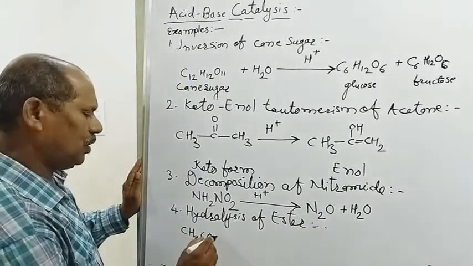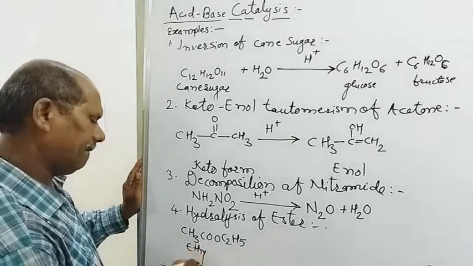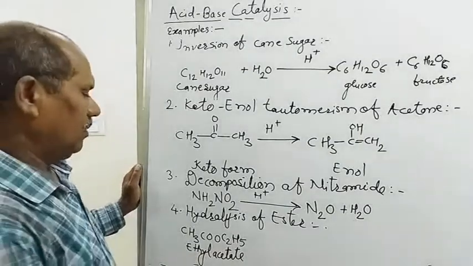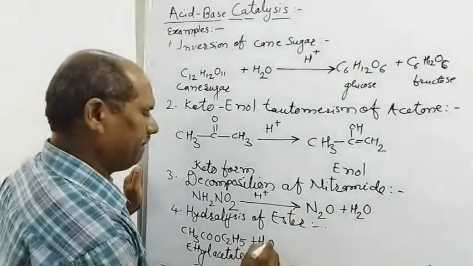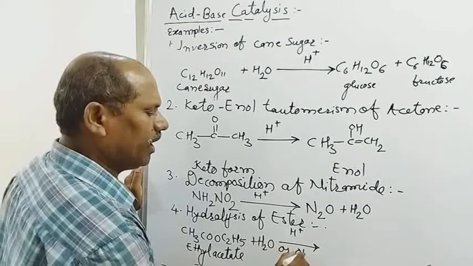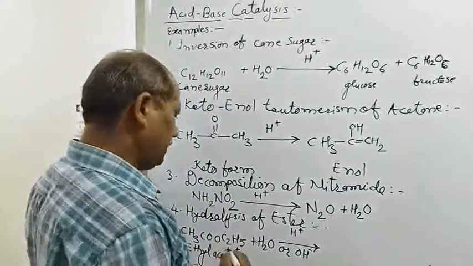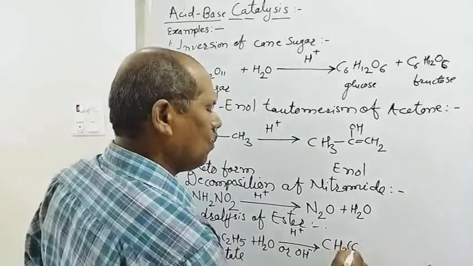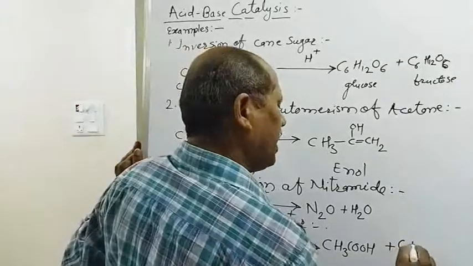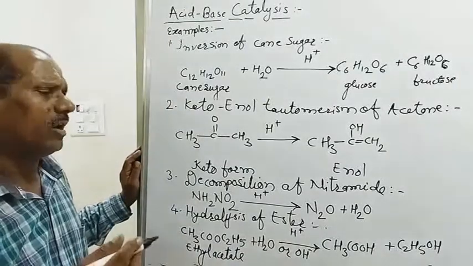CH3COOC2H5, that is the ethyl acetate, that is an ester, which upon hydrolysis in the presence of H plus or OH minus, that is in the presence of acid or base, gives CH3COOH, that is the acetic acid, plus C2H5OH, that is the ethyl alcohol or ethanol.